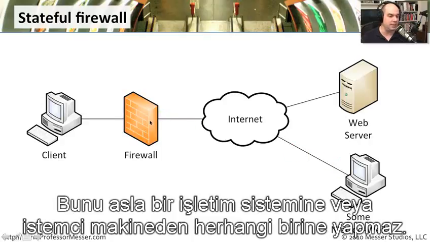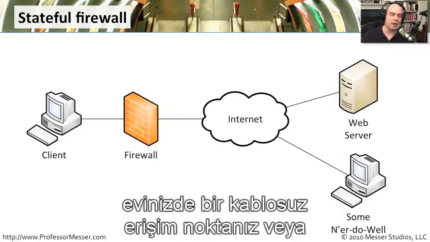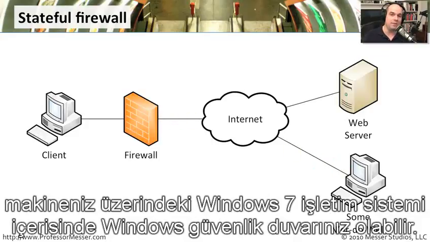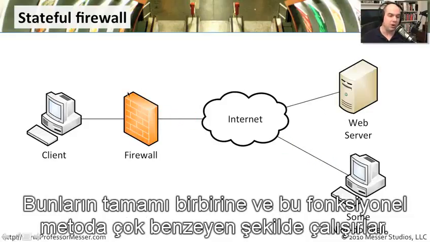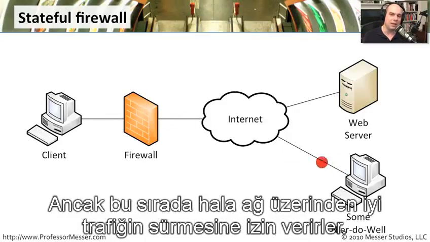And whether this is a stateful firewall that is an external device that you might have built into one of the routers or wireless access points you have at home, or it might be the built-in Windows 7 operating system Windows Firewall that you have on your machine, they all work in a very, very similar way in this functional method. It's going to prevent the bad guys from just sending information into your computer, but still allow the good traffic to flow perfectly normally across the network.